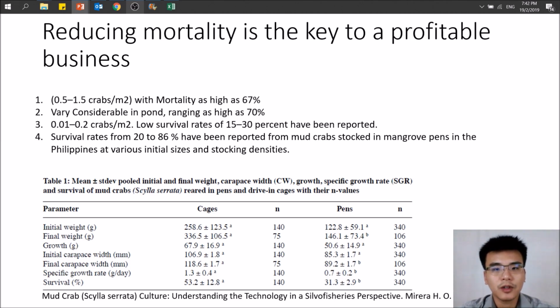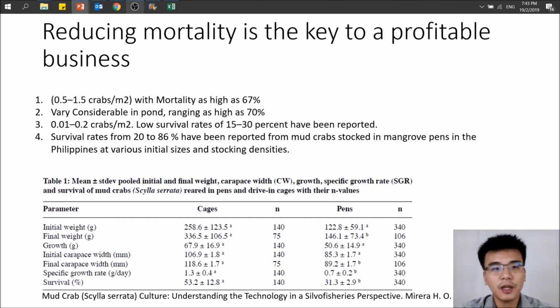Before we start looking at the mortalities in vertical farms, let us first look at the typical mortalities if you were to experience pond-based farming or even what we call traditional conventional methods. In ponds, the key factor affecting mortality is stocking density. As you increase the stocking density, the crabs will have a higher chance of encountering each other, therefore resulting in cannibalism.